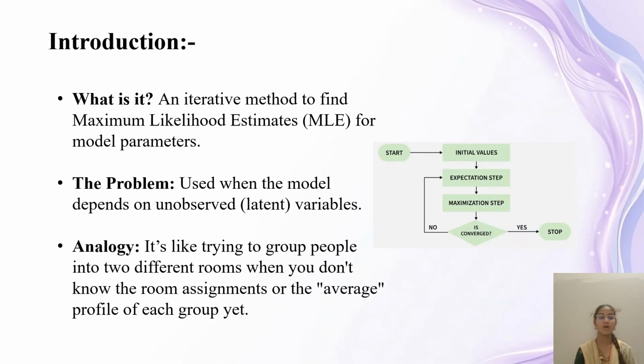First, let us discuss the introduction. What is an EM algorithm? It is an alternative method to find maximum likelihood estimates for model parameters. The problem is used when the model depends on unobserved variables. How it is solved is, it is like trying to group people into different rooms when you don't know the room assignments or the average profile of each group. This is the introduction about EM algorithm.